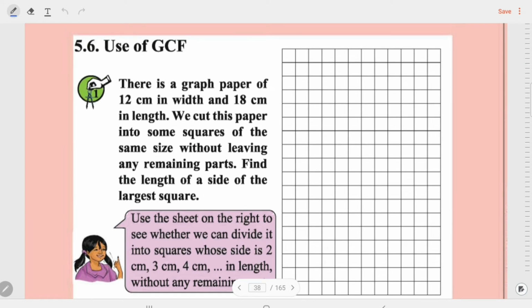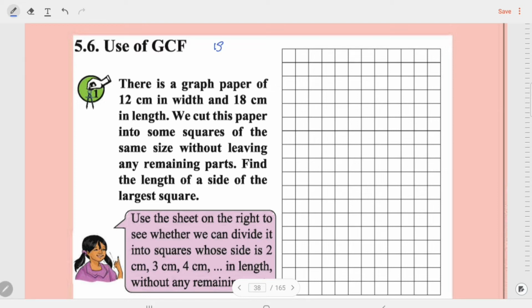There is a graph paper of 12 cm in width and 18 cm in length. We cut this paper into some squares of the same size without leaving any remaining parts. Find the length of a side of the largest square. Use the sheet on the right to see whether we can divide it into squares whose side is 2 cm, 4 cm in length without any remaining parts, right? So you need to find the GCF only in this situation, 12 and 18.